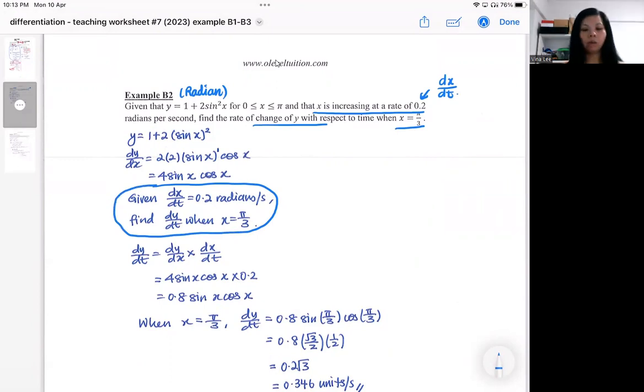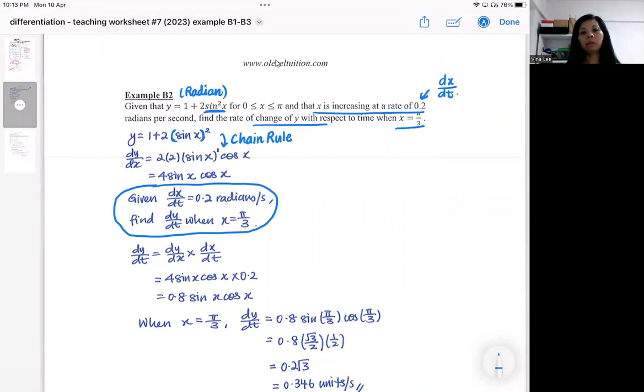So obviously I do my dy dx first. In this case, the dy dx is the one that involves a chain rule, because sine square x is sine x with a square. So you got to do a chain rule. Bring down power, minus power, differentiate inside.